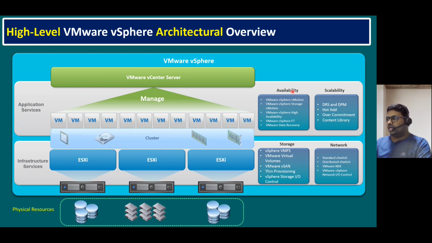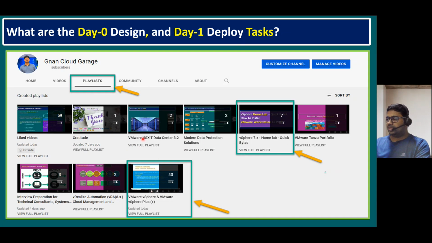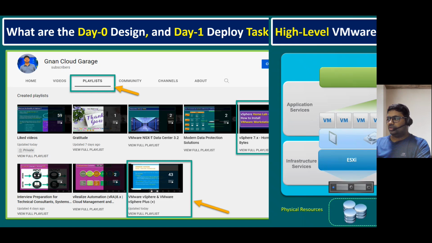On the right side, I'm trying to explain some of the infrastructure services. Those are specifically for network. Within the network concept, I talked earlier about standard switch, distributed switch, VMware NSX, and VMware vSphere Network I/O Control. If you are interested to learn NSX, there is also a separate playlist for NSX-T. I also covered the Tanzu portfolio and modern data protection solutions, and also the VMware Aria automation solutions. And today's session is focusing on the interview preparation concepts.